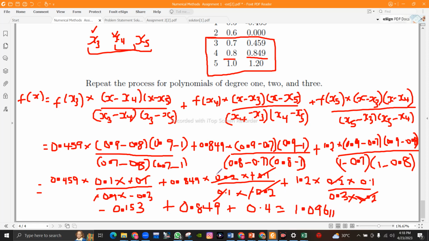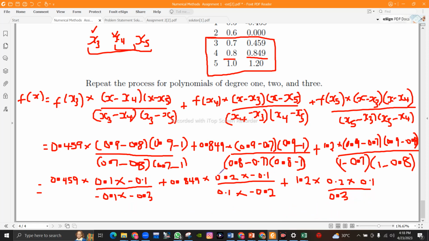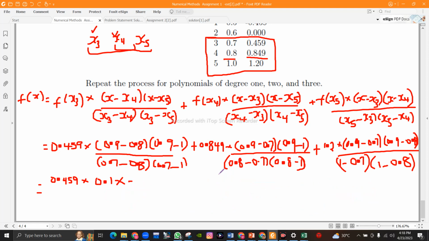So we do the same thing for degree 3. For degree 3, I'll just put the formula, then you put the values yourself to confirm the answer. The answer for degree 3 is actually 1.1145. Notice that the higher the degree, the higher the accuracy. So let's talk about degree 3. For degree 3, we're going to have 4 x values.